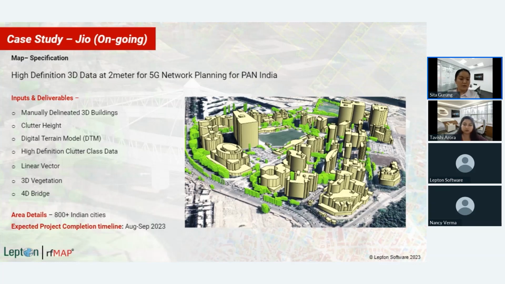This particular project is for supply of 2D maps for 800 plus cities, and we have another set of maybe 1500 cities in the second phase. After we complete this particular project, we are going to start with the second phase of 3D map production for another set of 1500 plus cities for Geo only.